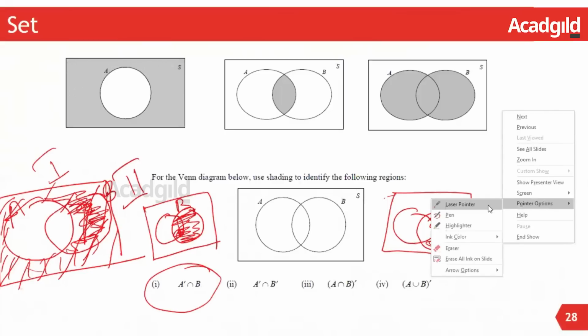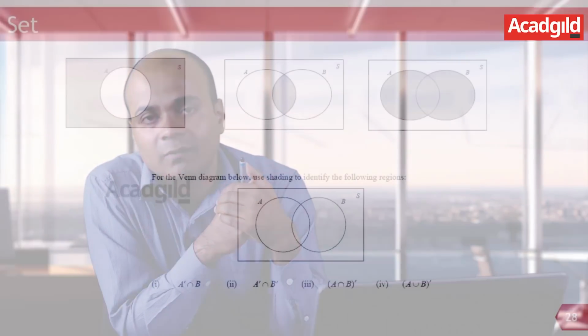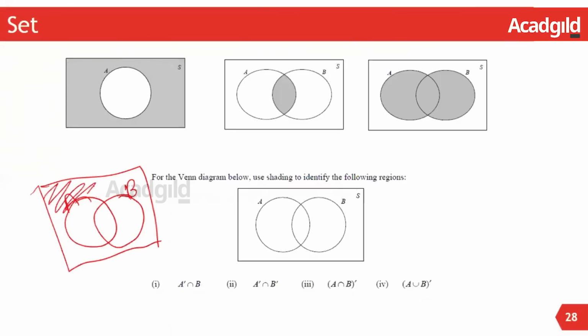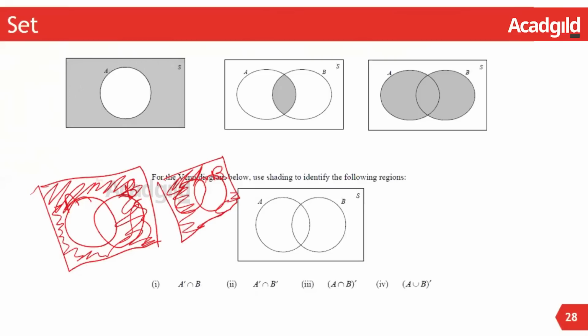What does the second one ask for? The second one asks for A complement intersection B complement. What do we do? We first find A complement, then we find B complement, and last we find the area that is common to both of them. So let's do that. This is our universe, this is the set A, this is the set B. What's A complement? A complement is everything that is outside the circle A, that is this region. Similarly, what's B complement? B complement is everything that is outside this circle B, that is this region.